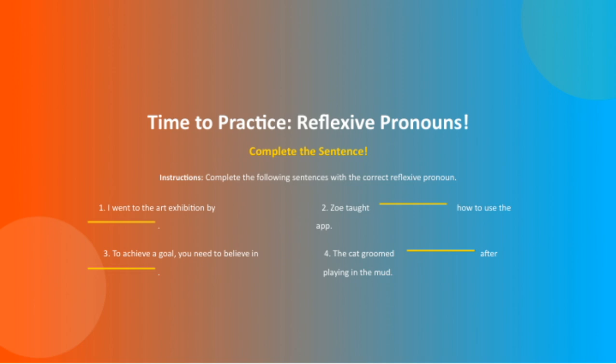When you see a sentence like, "I went to the art exhibition by," you need to think about who is performing the action on themselves. In this case, it would be myself, so the complete sentence is, "I went to the art exhibition by myself."